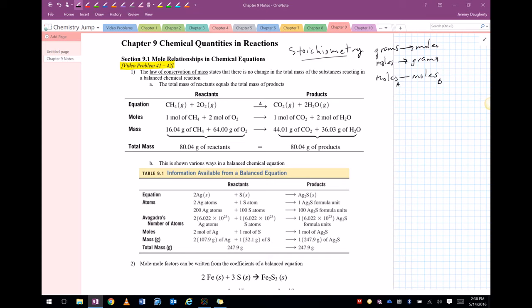All right. Now, the law of conservation of mass, which is very important to know. Matter cannot be created nor destroyed. Mass cannot be created nor destroyed. There is no change in the total mass of the substances reacting in a balanced chemical equation. We're talking about chemical equations here. So that means the total mass of the reactants equals the total mass of the products.